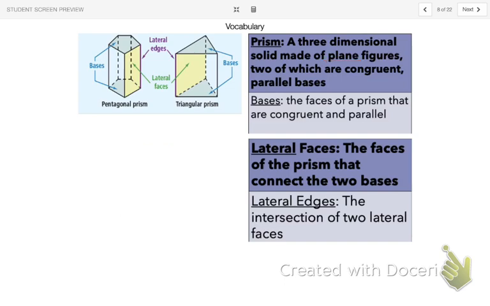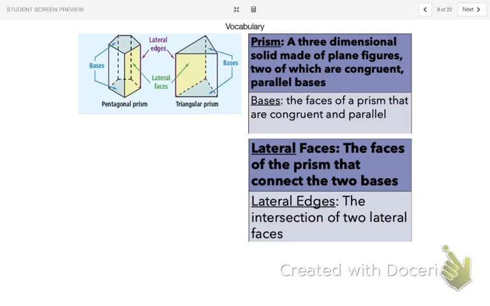Right, some vocabulary terms are bases, so that's what I was just talking about. The bases are the faces of a prism that are congruent and parallel. It's really important that you were able to distinguish the bases and the edges and faces of a prism, because that comes in handy when we talk about the formula that we use in volume and surface area.